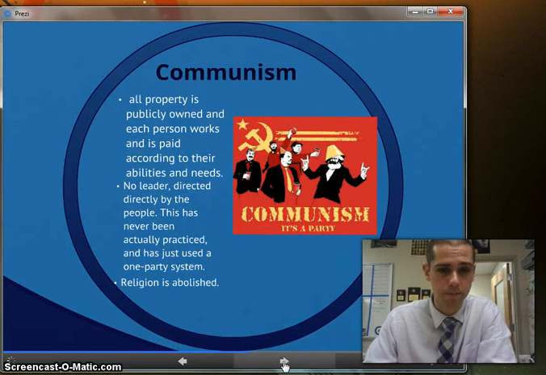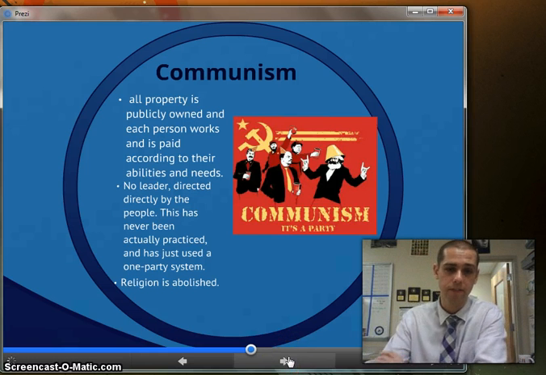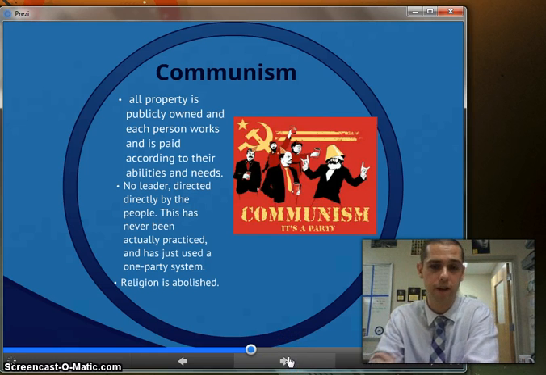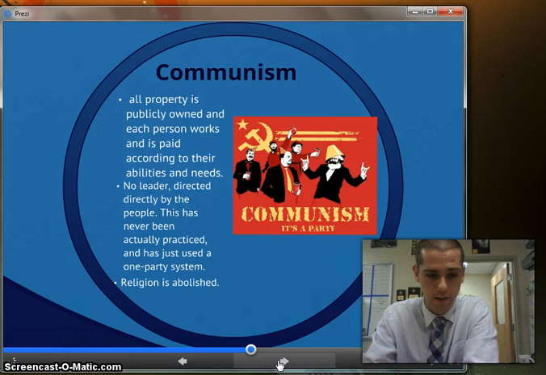In communism, it's kind of similar to socialism, but in communism, all property is publicly owned and each person works and is paid according to their abilities and needs. No leader, directly or indirectly, is going to be chosen by the people, and this has never actually been practiced. It's kind of an in-theory thing. In this sort of government, the overall institution of religion is abolished. So as a whole, communism is something where everybody owns everything and everyone shares equally.